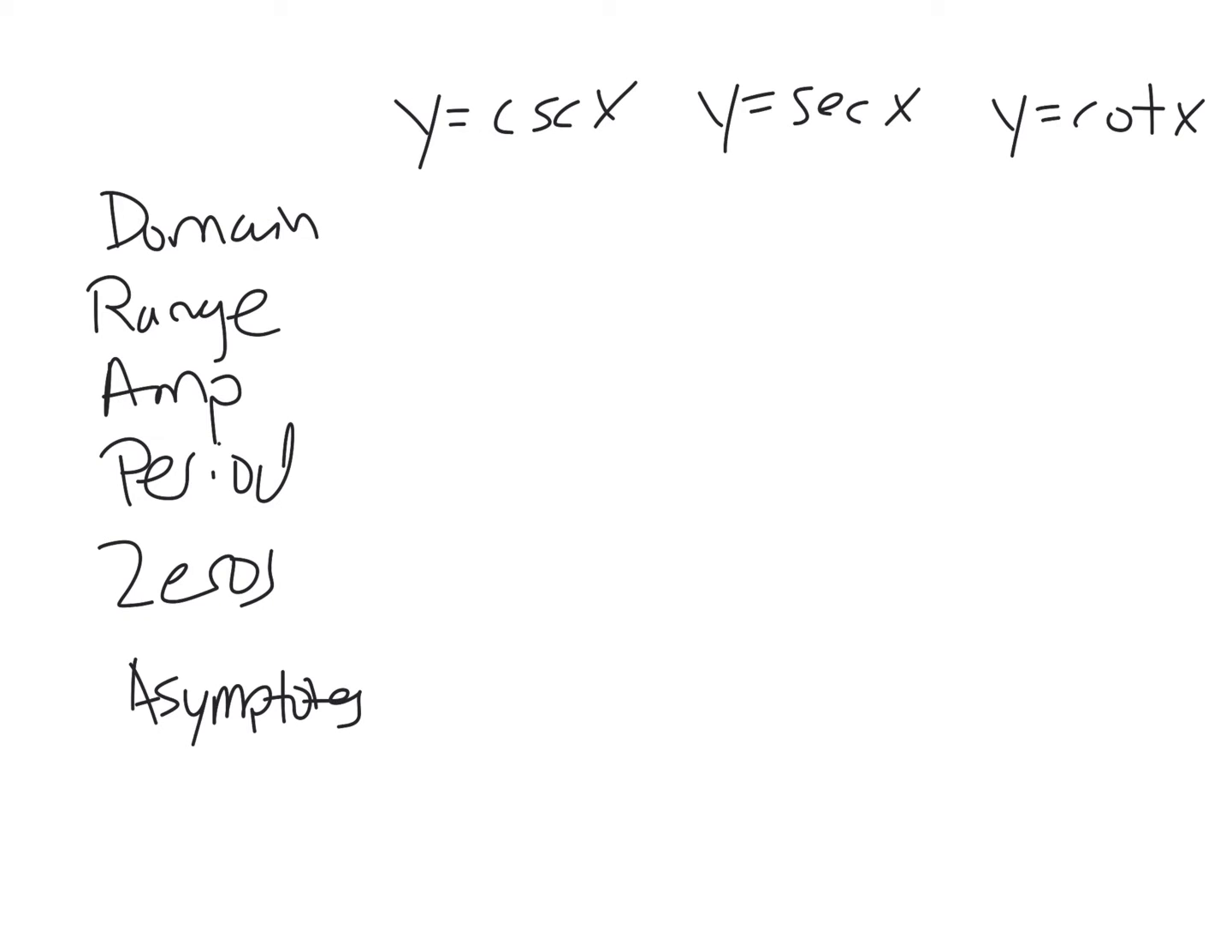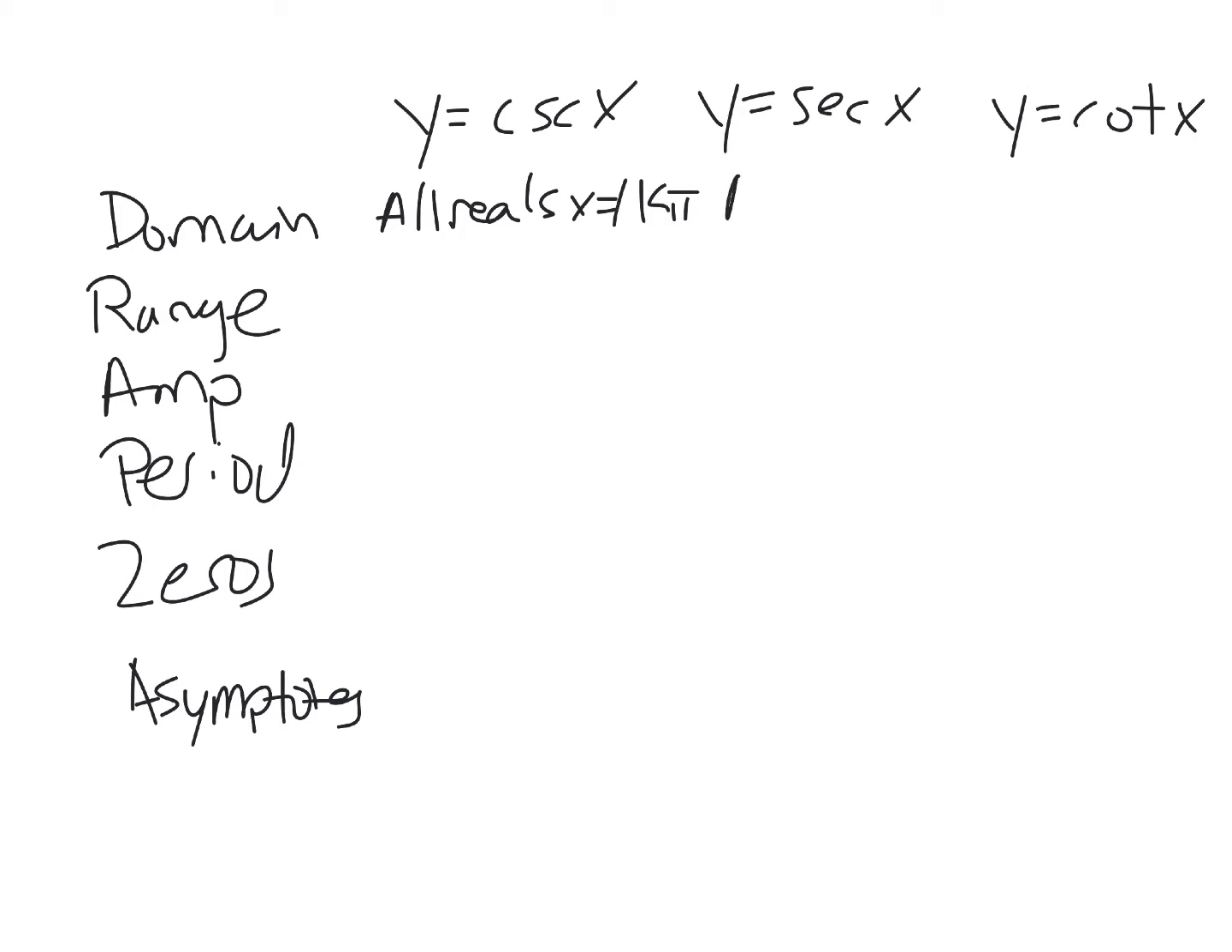Now the other 3 trig functions, cosecant, secant, and cotangent. Domain. So domain for cosecant, remember cosecant is 1 over sine, right? So its values that make sine 0 are not going to be part of your domain. So it's going to be all reals when x is not k pi. And for secant, when cosine is 0.